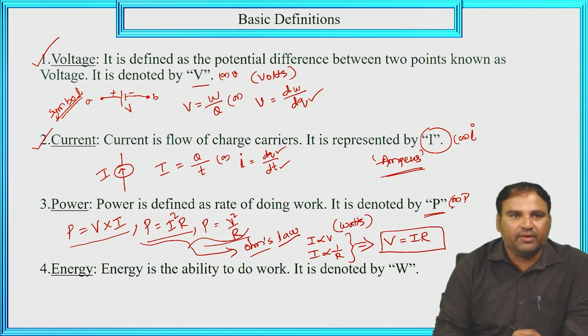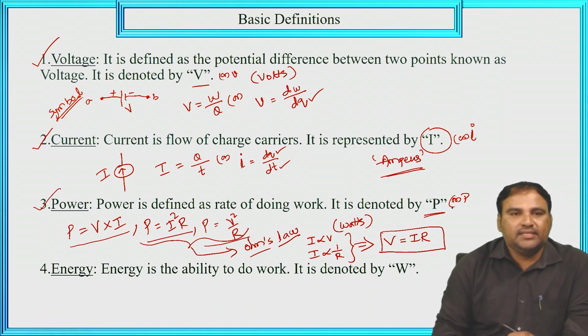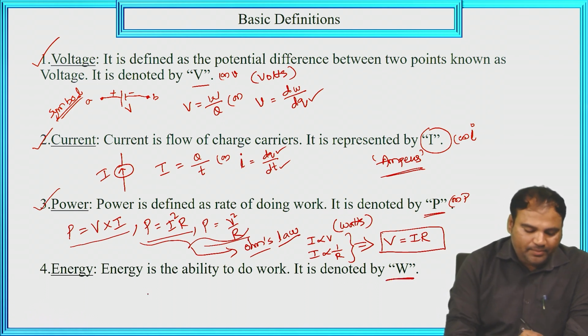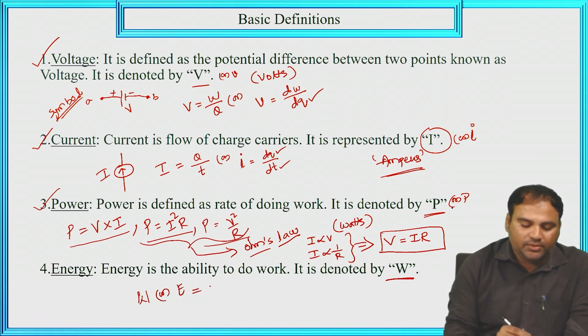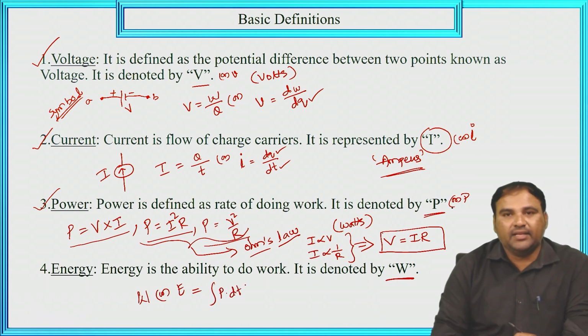Here is the power. And the fourth one is energy. Energy is the ability to do work, and it is denoted by W or E. Here also we have the equation: the integral of P dt is the energy equation.